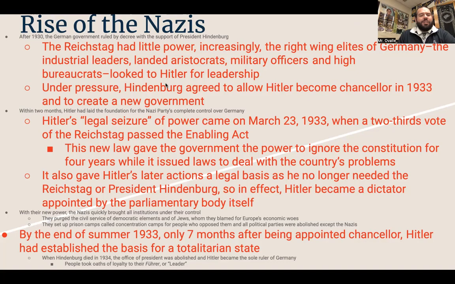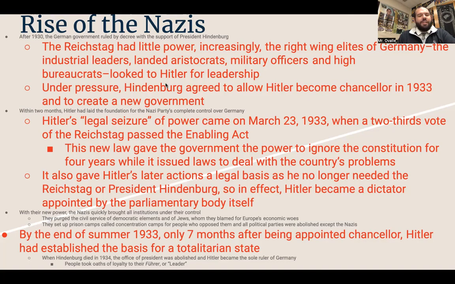This Enabling Act also gave Hitler's later actions a legal basis, as he no longer needed the Reichstag or President Hindenburg. So in effect, Hitler became a dictator appointed by a parliamentary body himself. He legally was chosen. So now the former leader, President Hindenburg, chose him as the chancellor. So now he's legal. Legal, it's lawful, it's real, it's legit. Too legit to quit.